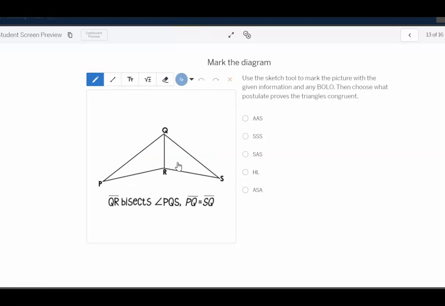Next one says QR bisects angle PQS. That tells us that these two are congruent. And PQ is congruent to SQ. These two are congruent. And then what is the third thing we know? Reflexive property. QR is congruent to itself. So we have another side, side, side.